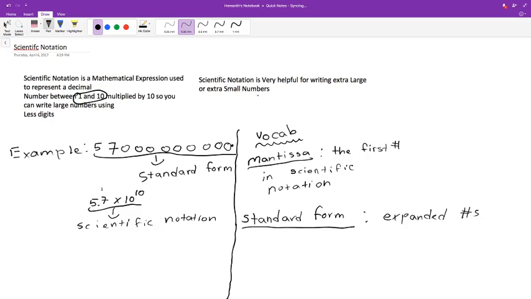Okay, so some vocabulary. We already went over scientific notation because that's the whole point of this video, and there are some other things we need to learn about. Mantissa. It's the first number in scientific notation. So this number over here is the mantissa. And yes, it can be a decimal.